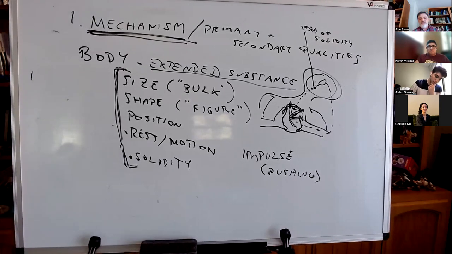And what about other properties that we tend to attribute to bodies, like color, taste, smell, sound, I guess? Although we don't really think of bodies as having a sound. We think of them as making a sound, but usually people throw it in this list anyway. And heat and cold, those are properties that are not really in bodies. Where are they? They're really in us. They're in our sensations, and we mistakenly attribute them to bodies.